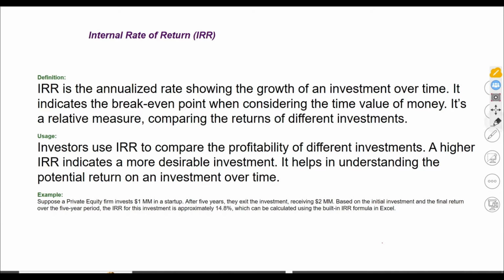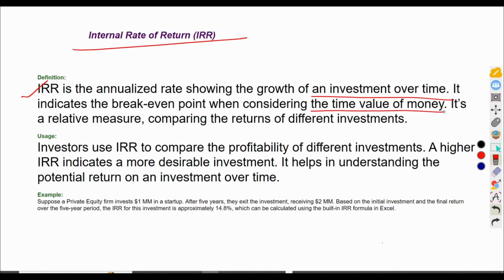So now here we'll directly start with the different ratios. Right? When we talk about ratios or metrics, the first metric is IRR. IRR means internal rate of return. The IRR is the annualized rate showing the growth of an investment over time, and it indicates the break-even point when considering the time value of money. So it means IRR considers the time value of money.